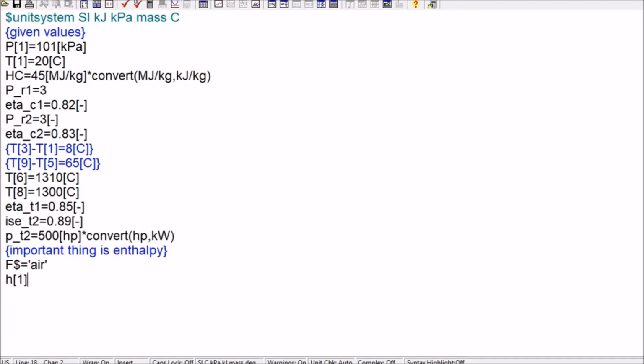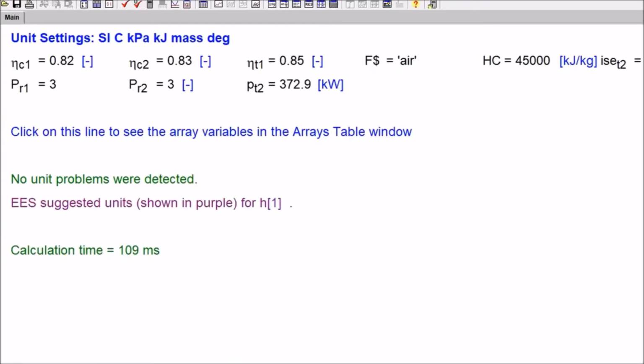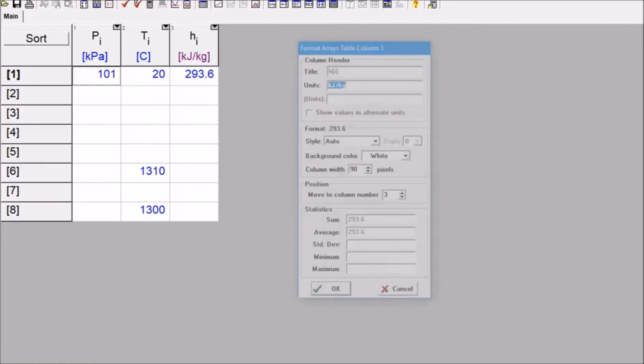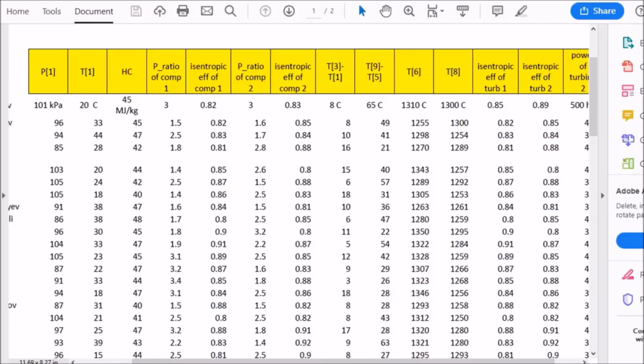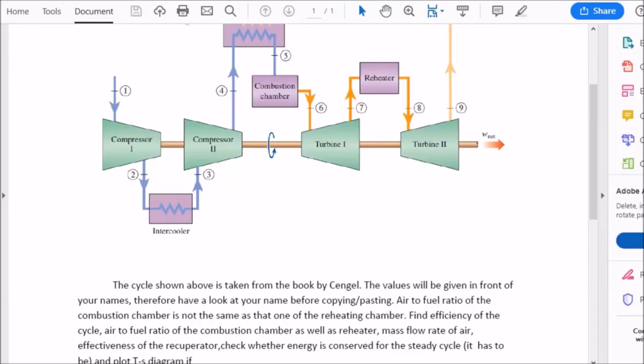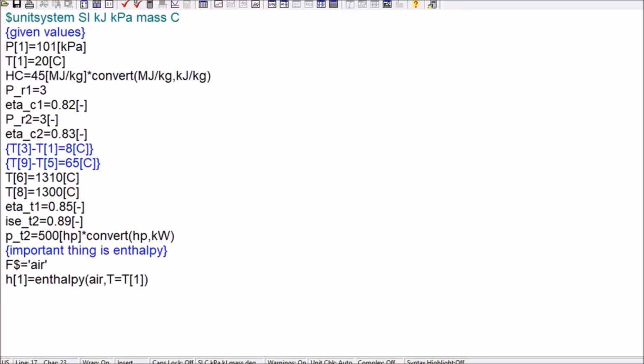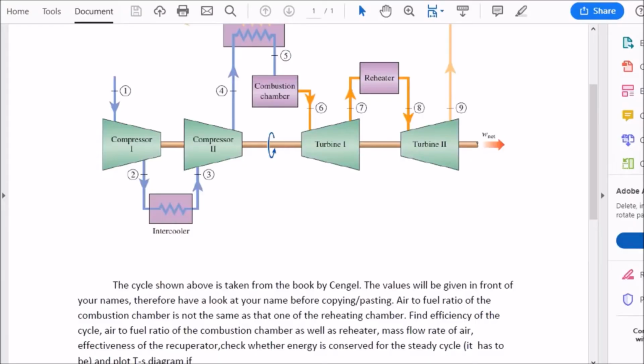Enthalpy 1 is the enthalpy of air at T1. So this part is clear, the enthalpy 1 has been found. Next is enthalpy at state 2. To find enthalpy at state 2, we should have temperature.